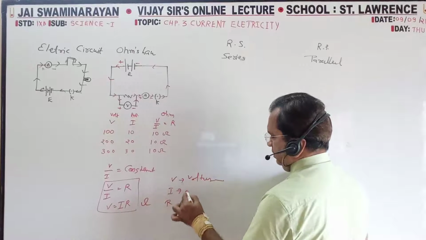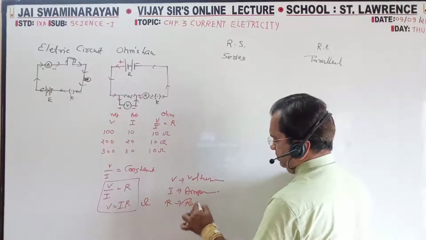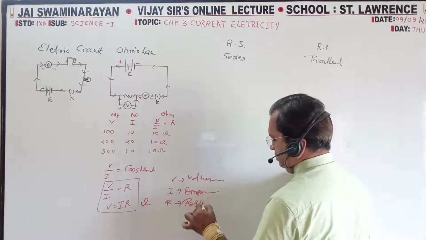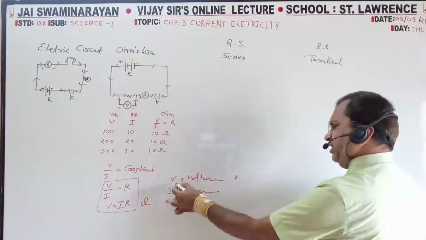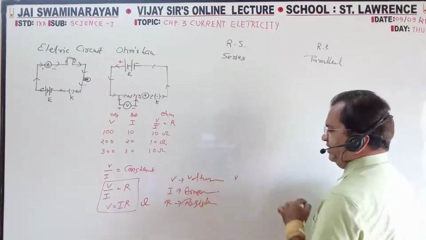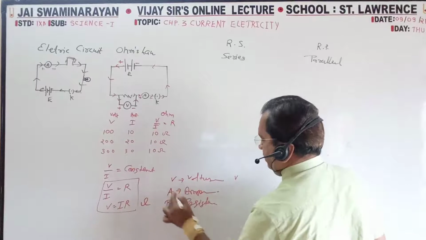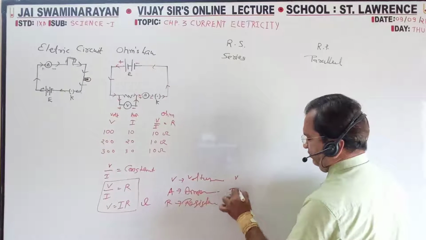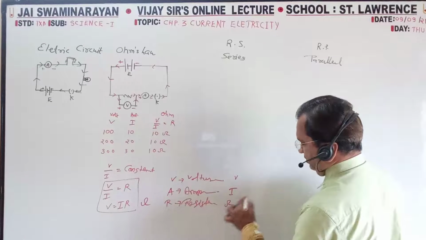Voltage, ampere, resistance. V, voltmeter, voltage: we will write the symbol V. I is for A, the ammeter, and that we will measure as I, current. R is resistance.